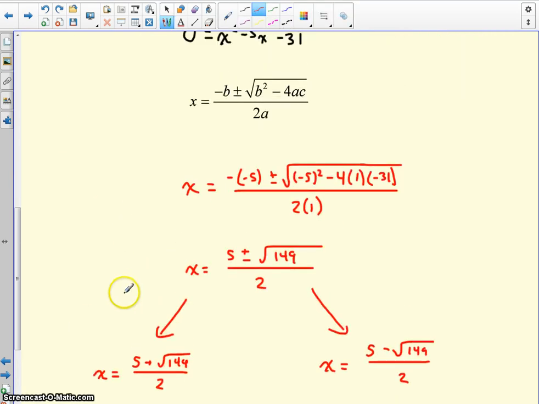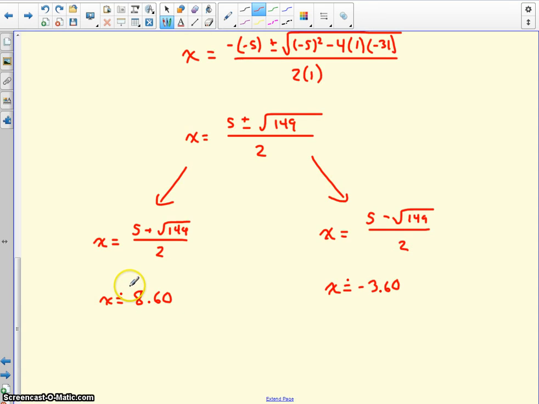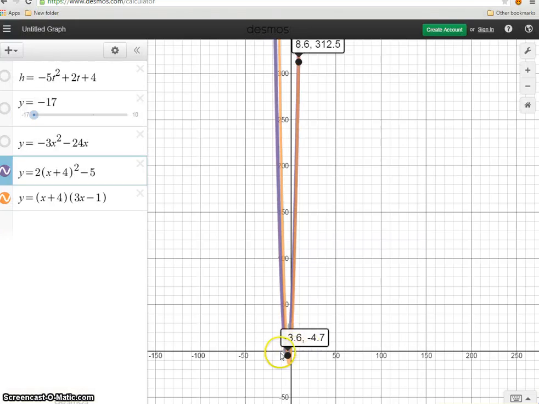Okay, so take a look, check through the math, make sure you got the same answers as me. Now, these are the two x values I got. I got about 8.60 and negative 3.60. And if you look at our graph, that matches what we got here. We got a point of intersection negative 3.6 and 8.6 on our graph as well using Desmos.